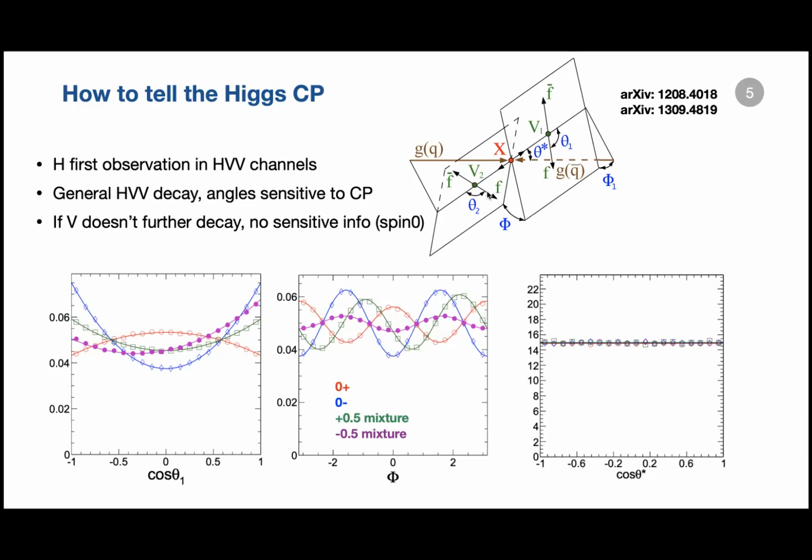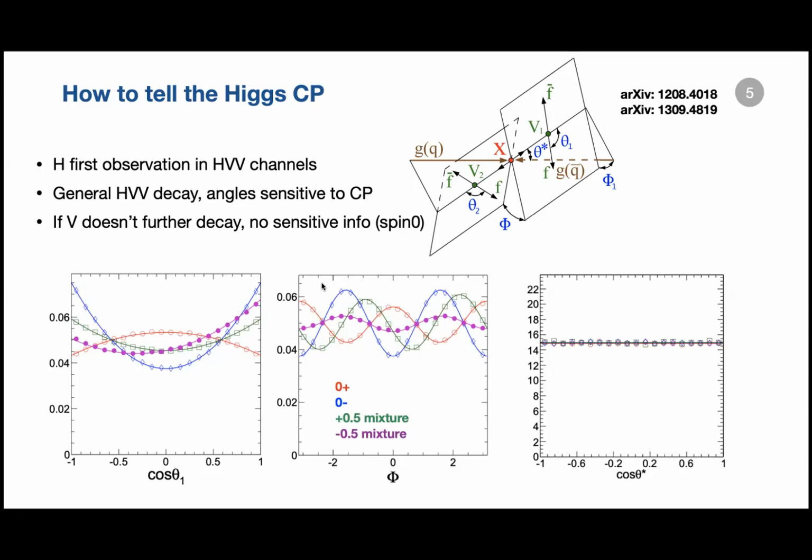If you look at the distribution of these angles, you see that when the Higgs is CP even or CP odd, which are red and blue, or when there's a mixture of the 2 with different phases, say a positive phase in green and a negative phase in magenta, these angles show very different behaviors, also shown in this figure. That means if you have a Higgs boson decaying to 2 vector bosons and further decaying to a 4-body final state, then you can easily identify its CP property.